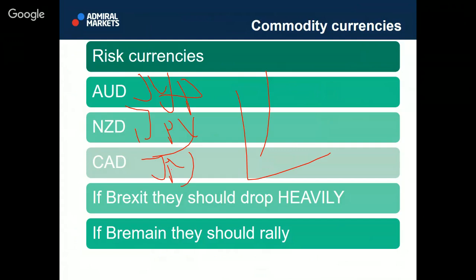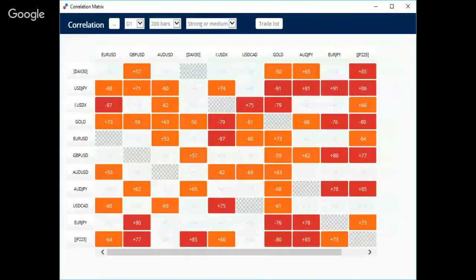But if we see a Bremain, these currencies should spike. Okay. So watch for Aussie yen, New Zealand yen, and CAD yen.